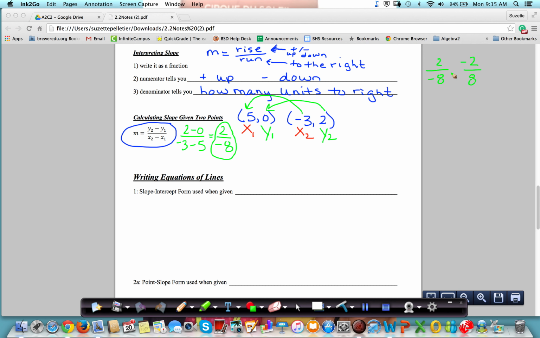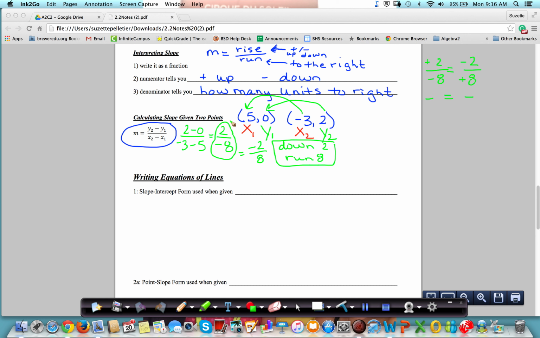Are they the same thing? 2 divided by 8 is going to give you some value regardless, but positive divided by a negative is a negative. Negative divided by positive is a negative. So these are exactly the same. So what I'm going to ask you to do is when you get a negative in the denominator like that, rewrite it so it says negative 2 over 8, because this negative is really telling me that I'm going to go down 2, because this is a negative line, and I'm going to run 8. Down 2, run 8. Okay?